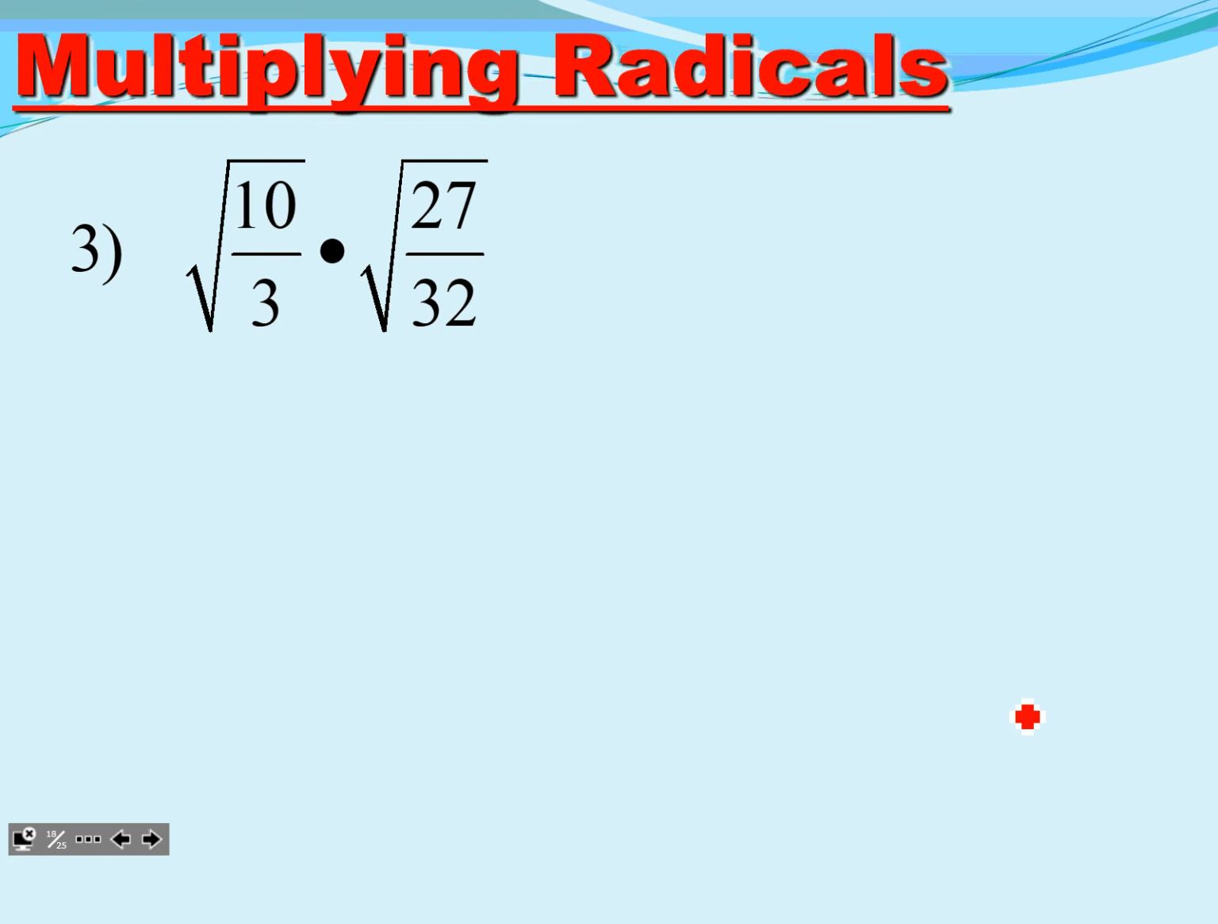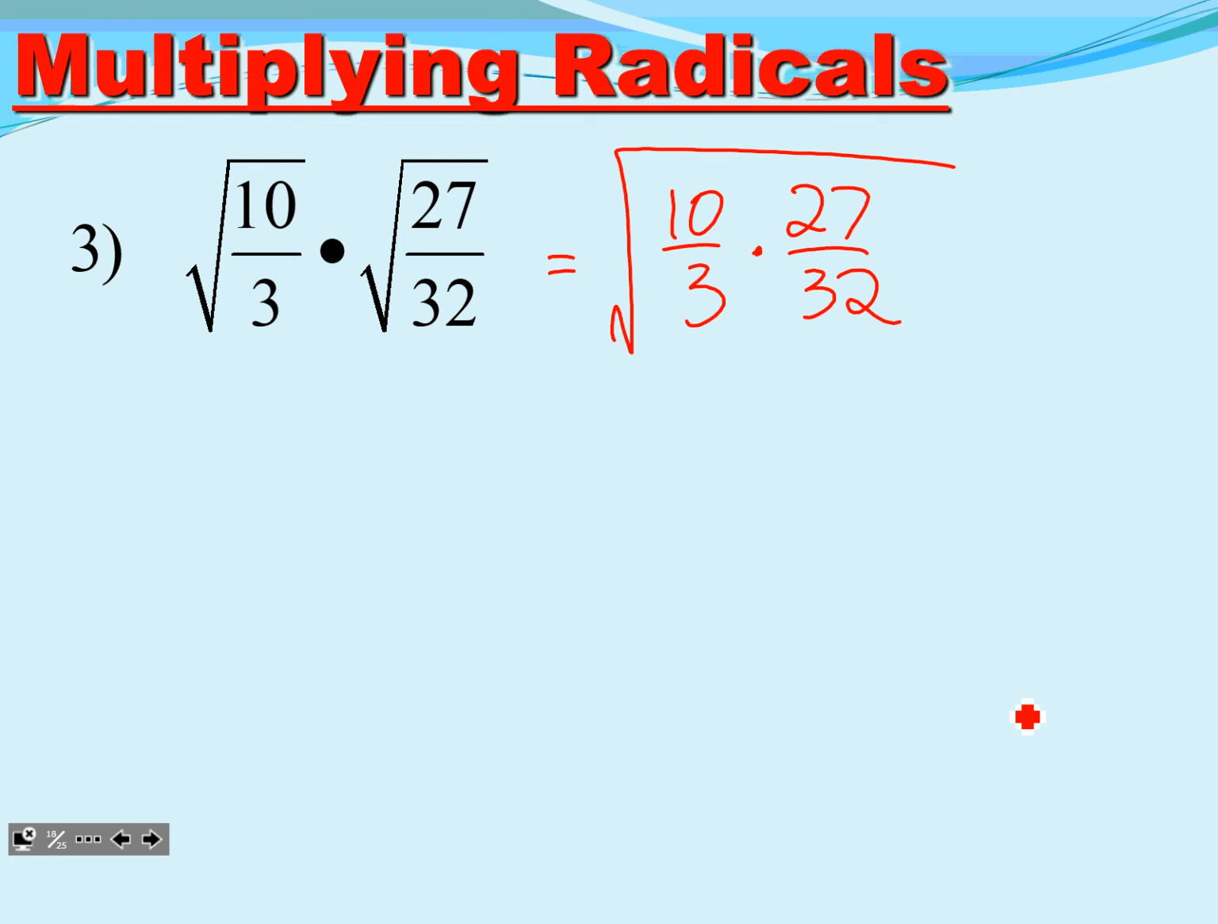Okay, for number 3, you guys can try to do this, but if you are confused about it, you can follow along with me. So I'm multiplying these two fractions. There are multiple ways to go about doing this, but what I'm going to do is just straight up multiply them. And this is what it looks like. Root 10 thirds times root 27 32nds equals one big root of 10 over 3 times 27 over 32.